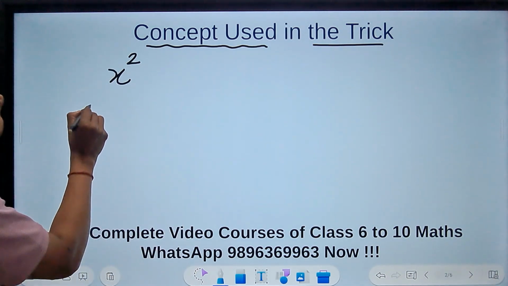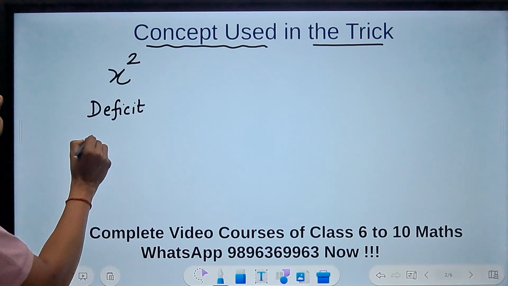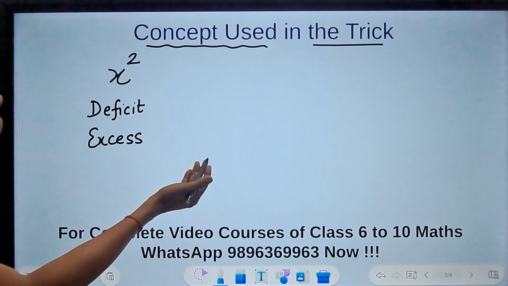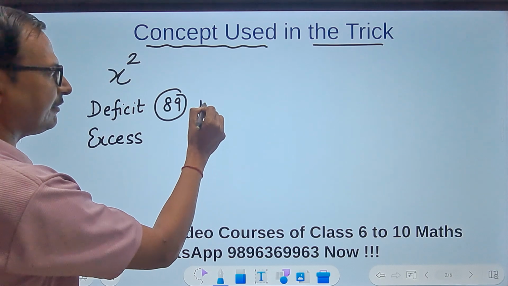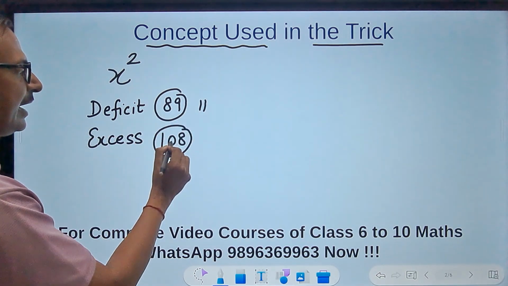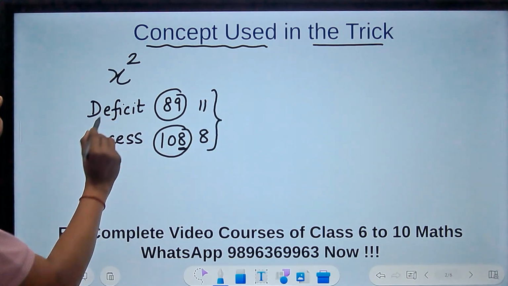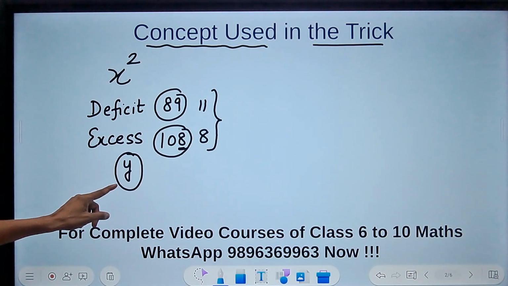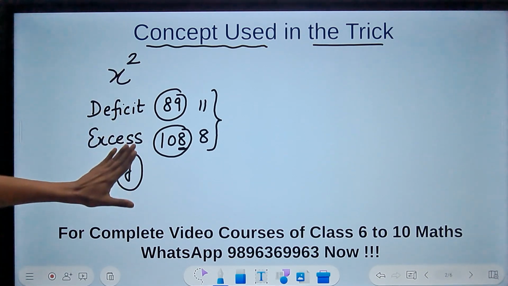So either this number will have a deficit, that means the number will be less than the base, or it will have an excess, it will be a little more than the base. Like if the number is 89, it will have a deficit of 11, right? And if the number is 108, then it will have an excess of 8. So this deficit or excess is denoted by the alphabet y, and I am going to use this y now with x square.